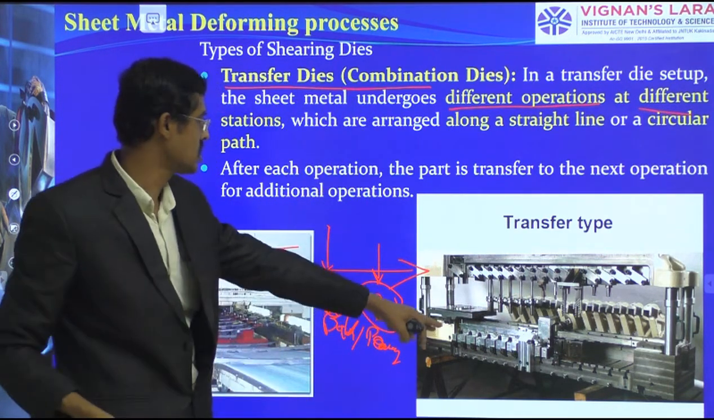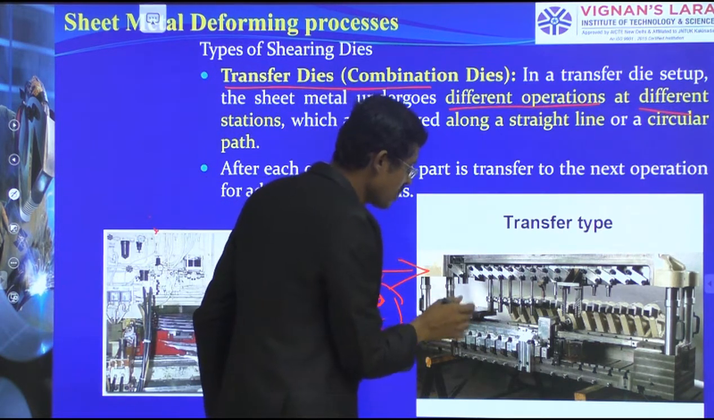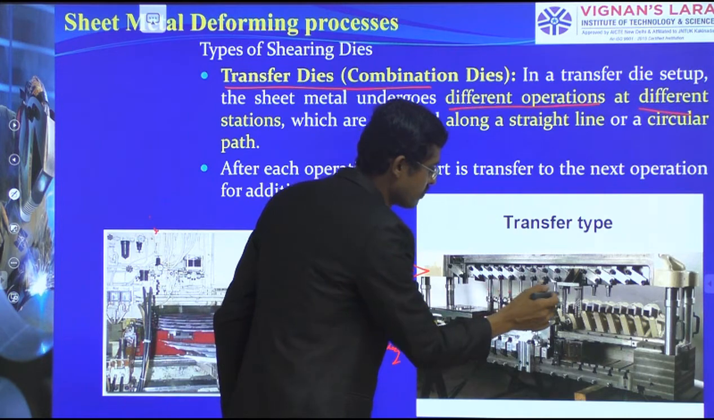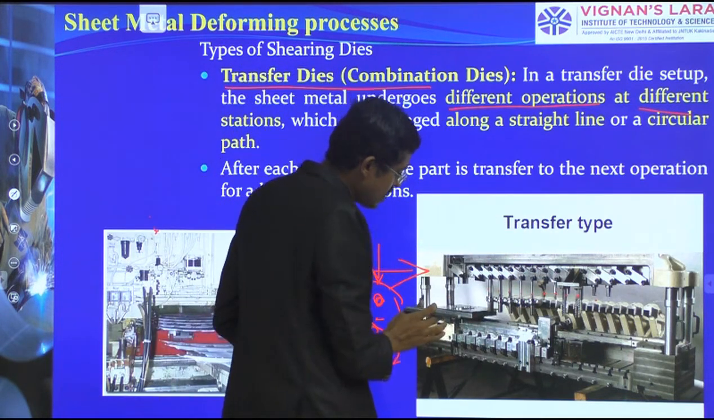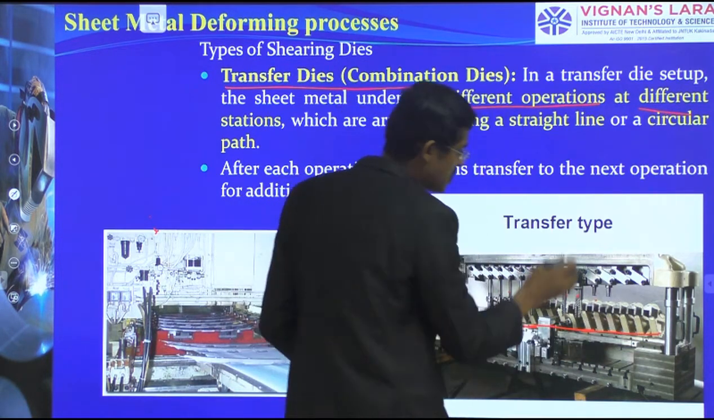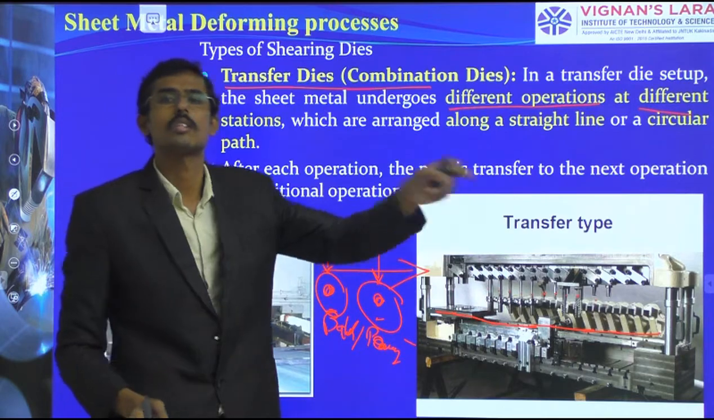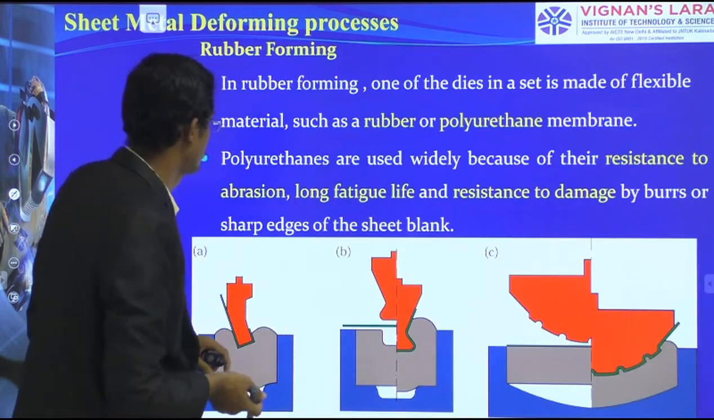This image shows you a transfer type operation where a number of punches are there. The strip has to come, the die has to move from here. This is the die, it is going to move, and the various punching mechanisms will take over on the setup. So the transfer die performs multiple operations.